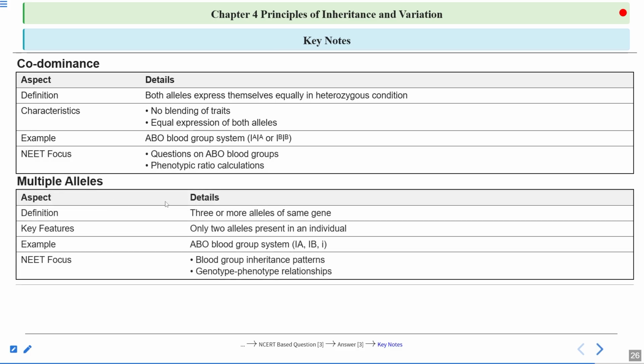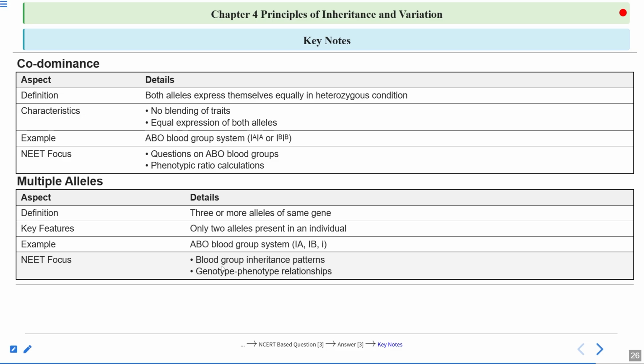Then regarding multiple alleles, what is the definition? Three or more alleles of the same gene. But humans and animals are diploid, so they can have only 2 alleles. Even if a gene has more than 2 alleles, an individual will have only 2 alleles. So there can be different genotype and phenotype combinations. An example is the ABO blood group system, where there are 3 alleles of the I gene: IA, IB, and small i. The NEET focus will be blood group inheritance pattern and genotype-phenotype relationship.